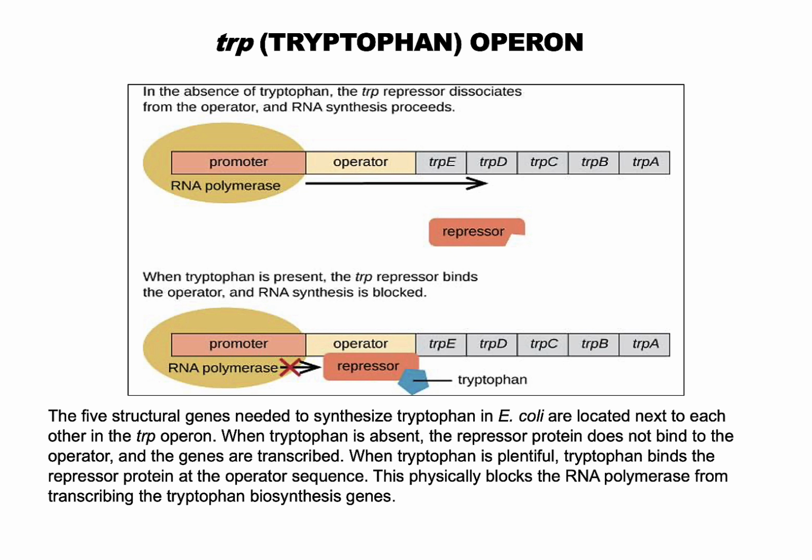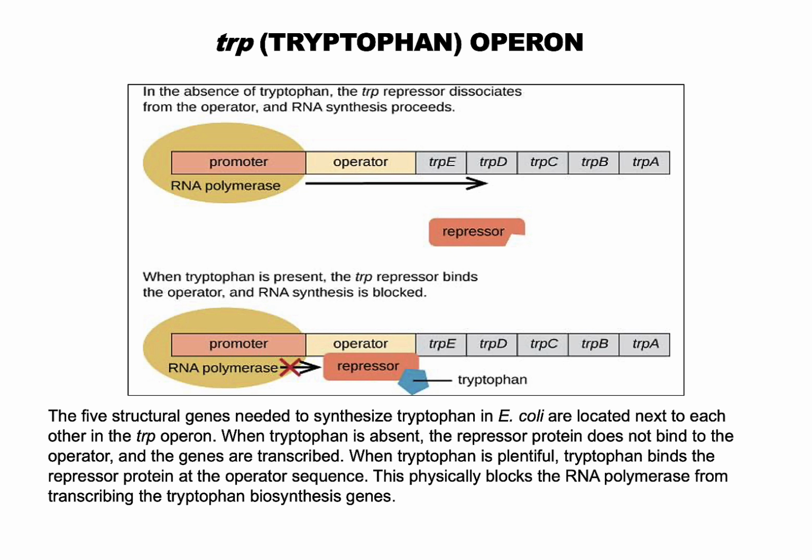If tryptophan is present in the environment, then E. coli don't need to synthesize it, so transcription of these genes in the trp operon is switched off. When tryptophan availability is low, on the other hand, the operon is switched on, the genes are transcribed, biosynthetic enzymes are made, and more tryptophan is produced.